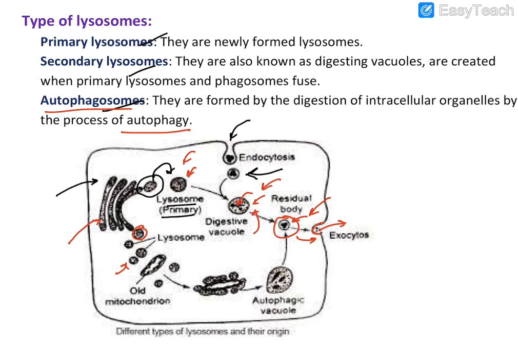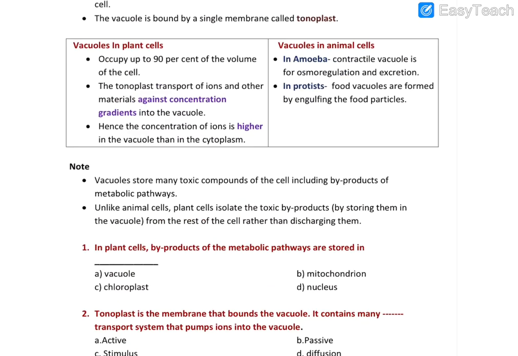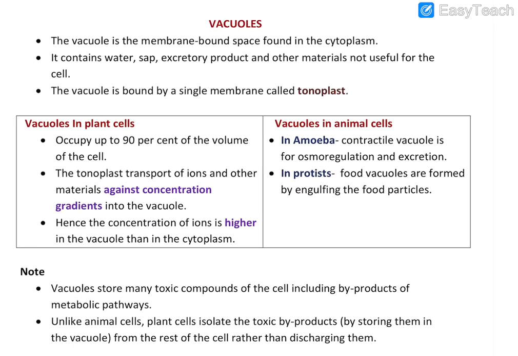Then the lysosome which contains waste products, we call it the residual lysosome. Then the lysosome which removes the older cell organelle, we call it the autophagosome. So these are all different types of lysosomes. Lysosomes are actually produced from the Golgi apparatus. Then coming to the next one, the vacuole.